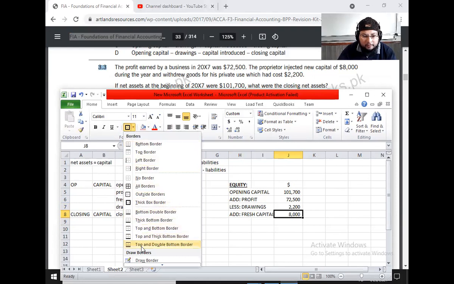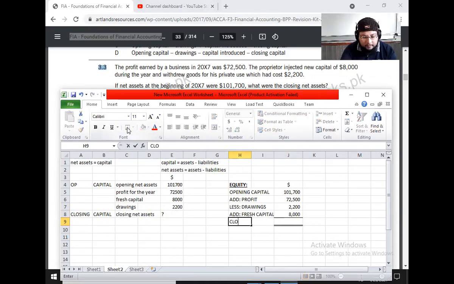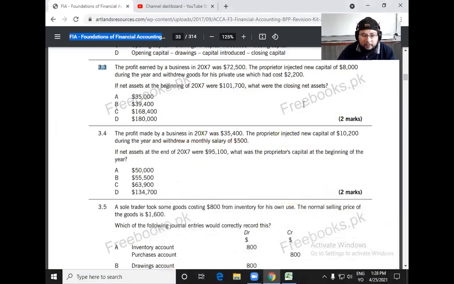So finally, we are done with this question. Our closing capital will be opening capital plus profit less drawings plus fresh capital. So it will be $180,000. So if you look at the question, the right option is D. So that is how you can be asked to calculate the closing net assets.